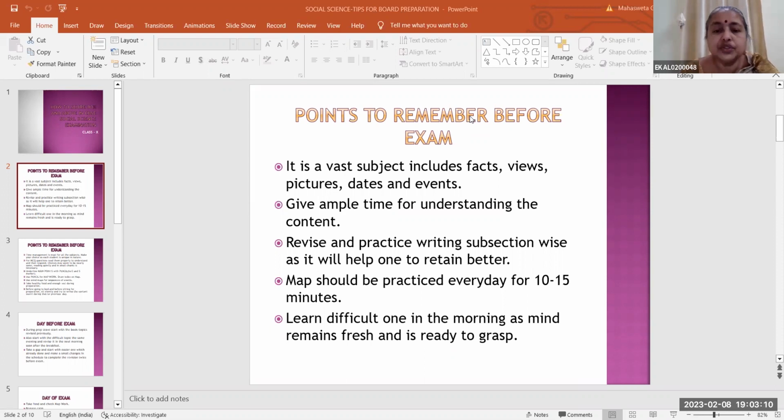If you're talking about the amount of writing in social science, you already know the type of paper: history 20 marks, geography 20 marks, civics 20 marks, and economics 20 marks. Out of these 20 marks, you must have seen in the sample paper, or the teacher has already told you, that 2 marks from history will come as map work, and 3 marks from geography.